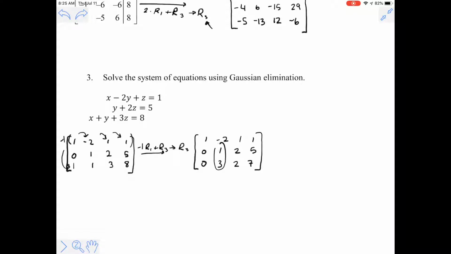And then after that's done, we look at this part of the matrix, and that's supposed to be 1, 0. So I need to get rid of that 3. So now I'm going to take row 2, multiply it by negative 3, add that to row 3 to make a new row 3.